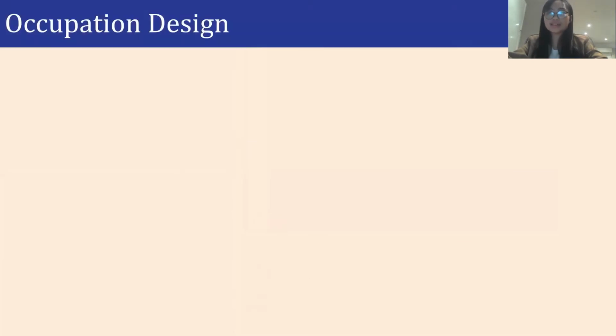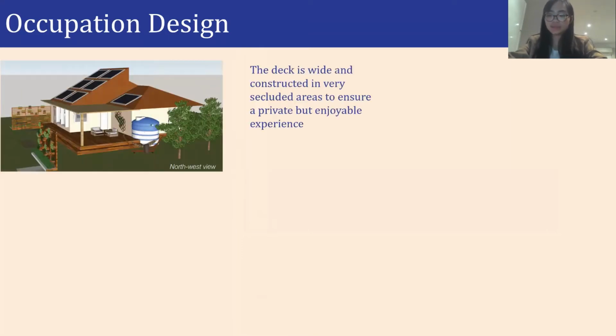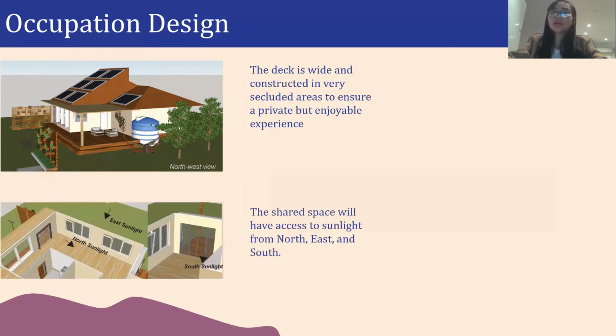As for the occupation design, Green Living Home is a space specially made for young people living in North Wollongong Ferry Meadow areas. The deck is wide and constructed in a secluded area to ensure a private but enjoyable experience. The shared space will have access to sunlight from north, east, and south, which allows students to make it into a study area with a lot of light.